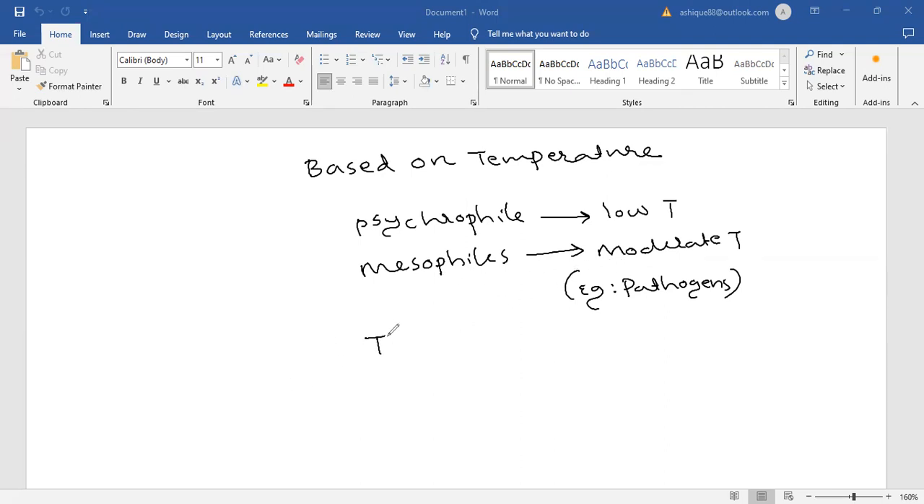And the last group will be thermophilic organisms. Thermophiles will be there. And what will be the specialty of thermophiles? They will be requiring high temperature. In this manner, we can classify.